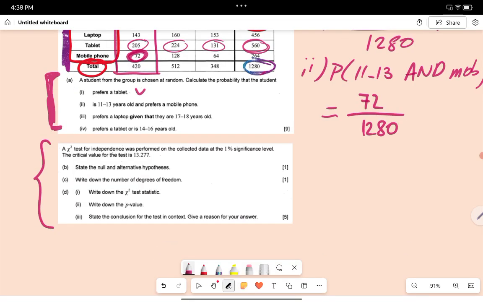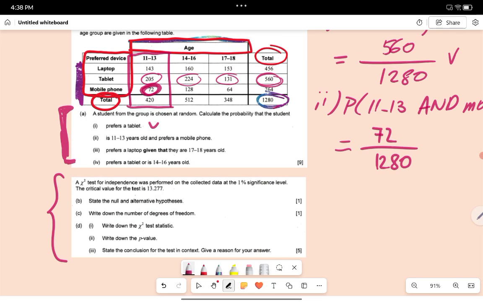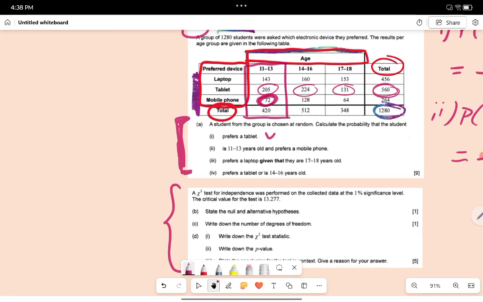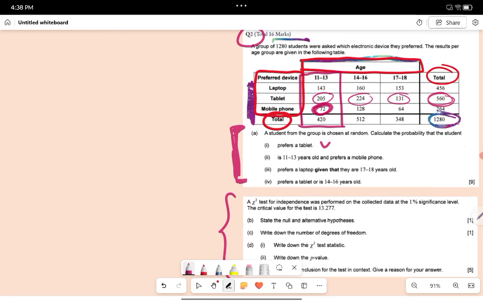Okay, and then the third one is prefers a laptop given that they are 17 to 18. So what does that given mean? I'm going to write it down up here. Given. So given is that they are 17 to 18. So basically, we are looking at this set. We know that the kid is between 17 and 18. Okay? So, and then given that they are between 17 and 18, they should prefer a laptop.